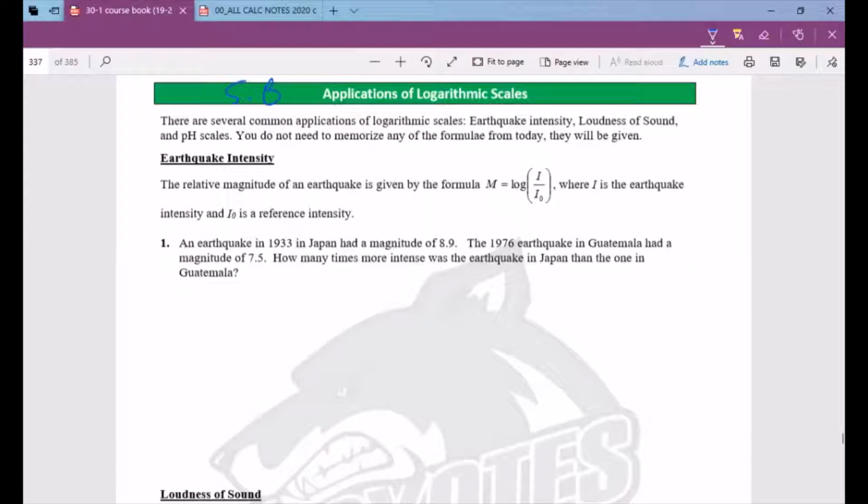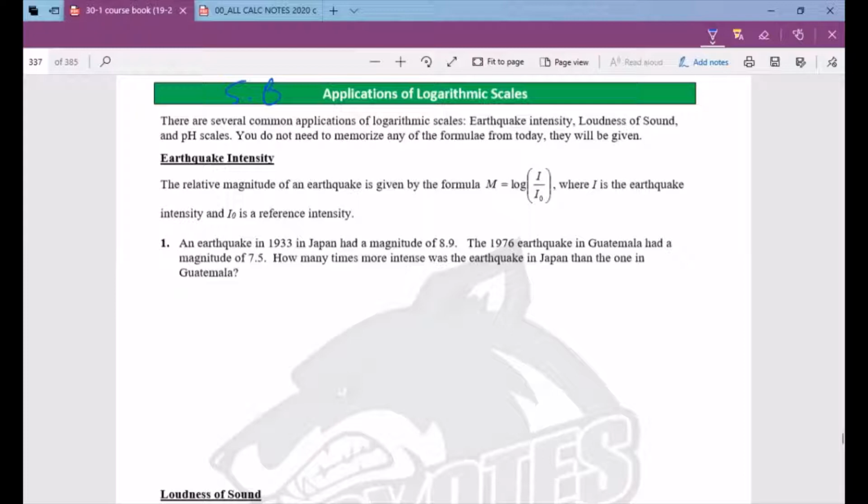All right, number 1: an earthquake in 1933 in Japan has a magnitude of 8.9, and a 1976 earthquake in Guatemala has a magnitude of 7.5. So the Japan one is larger. How many times more intense was this earthquake in Japan? It's not looking for a ratio of 8.9 to 7.5. We're going to convert this to this idea of I.